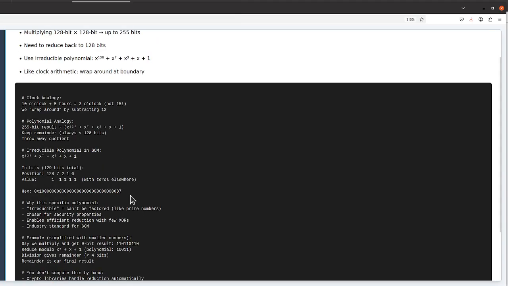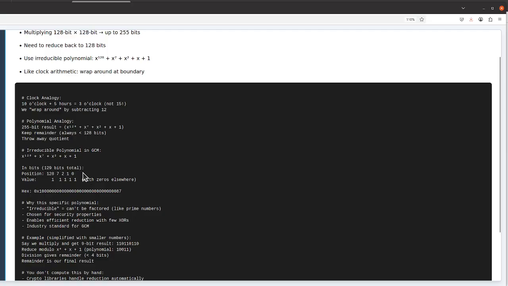Let me give you a simple analogy. Imagine we are doing arithmetic modulo 10, which gives us the last digit. If we multiply 7 times 8, we get 56. Then we divide 56 by 10. The quotient is 5, and the remainder is 6. We keep the remainder 6 and throw away the quotient 5. In Galois field arithmetic, we are doing the same thing with polynomials instead of numbers.